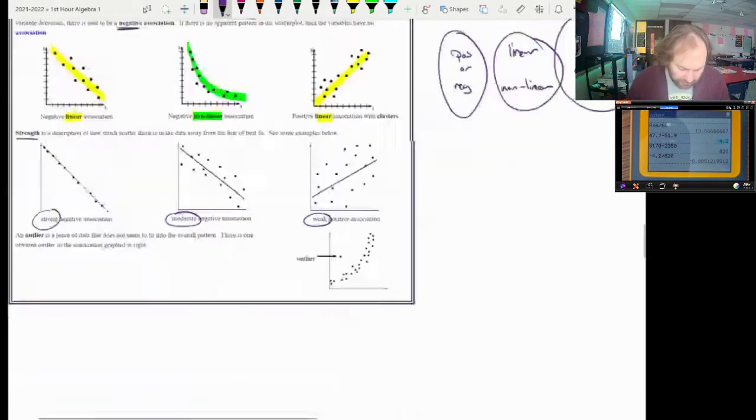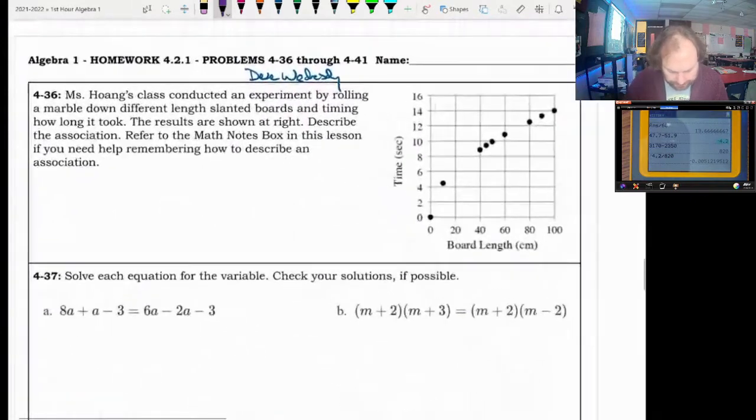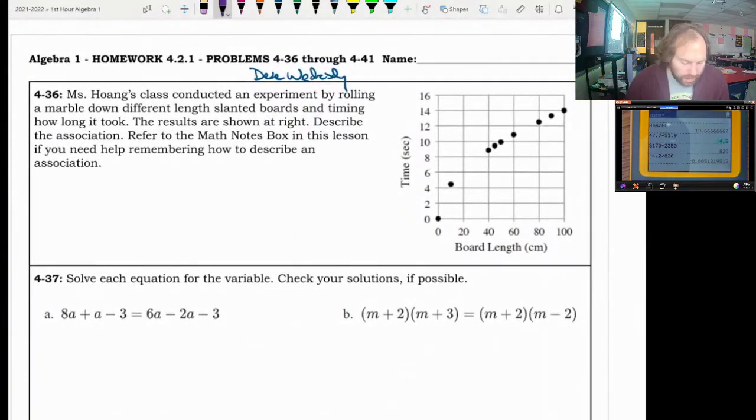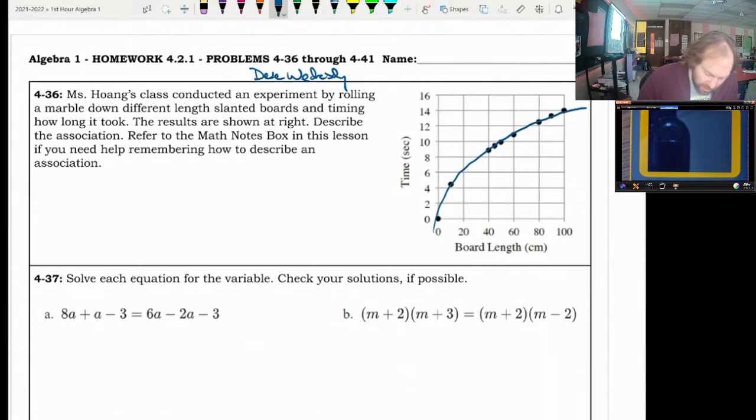So let's go down to this problem and see what we're looking at right here. We're going to describe the association here. Now, I think this is nonlinear. I think you can see a pretty strong curve going through that. In fact, I would call this a strong, positive, non-linear association.